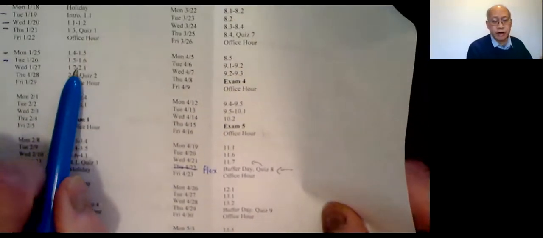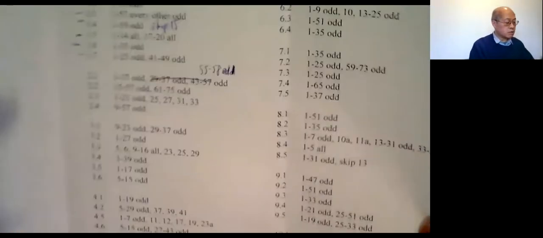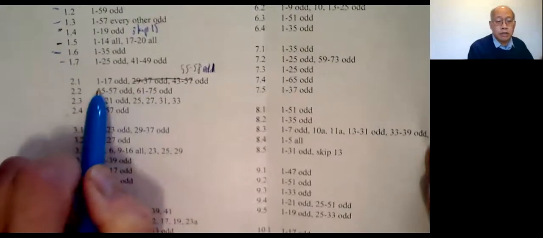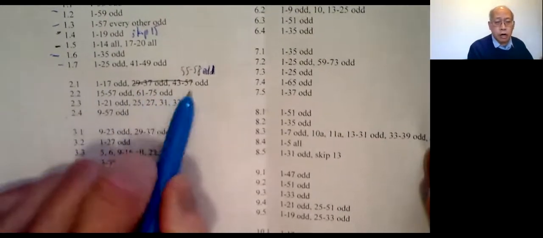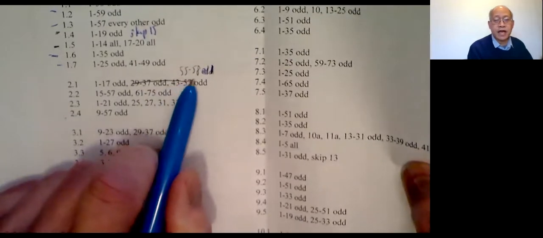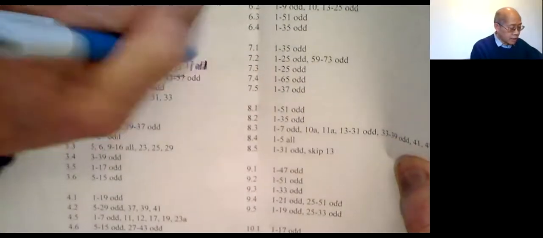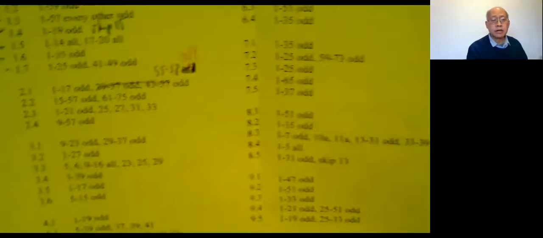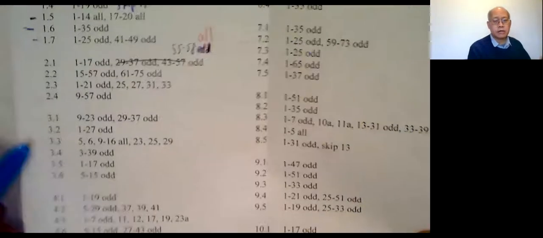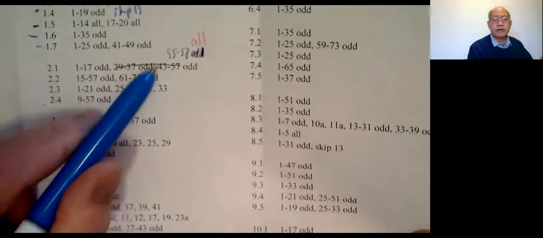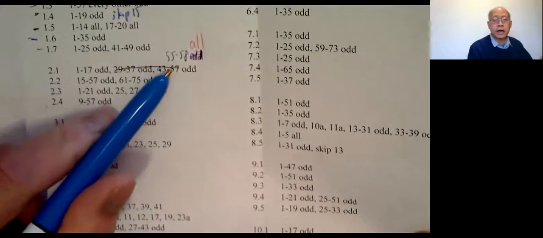2.1 is basically just quadratic formula, again, for the most part. And I'm changing the assignment considerably for 2.1. So please change 2.1. I'm still going to do 1 to 17 odd. Throw all of this out. I'm changing it to 55 to 58 all. So it's a much shorter assignment. It's basically on the quadratic formula. So 2.1, 1 to 17 odd, 55 to 58 all.